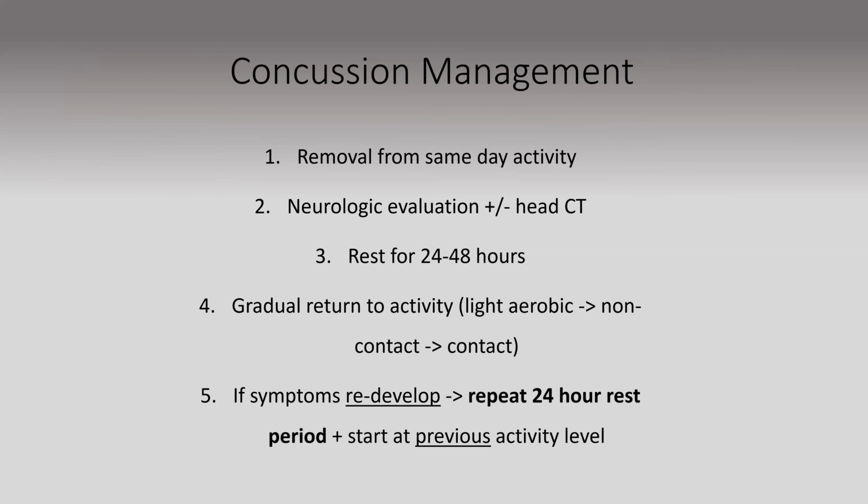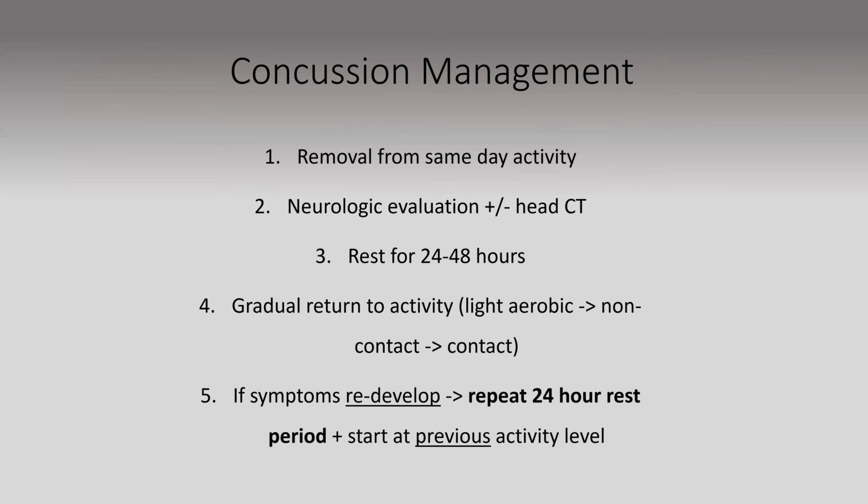So what you need to do is go back to step 3, repeat 24-hour rest period. So you're trying to give the body a chance to recover from the injury. So if you develop the exact same symptoms, that means the body is not recovering. And then once they have repeated that, you start at the previous activity level. So this patient, for example, had progressed to non-contact and then developed symptoms. So what do you do? You send them back to light aerobic and say you're going to have to progress daily between these 3 stages. So you step back 1 step and then you move on.